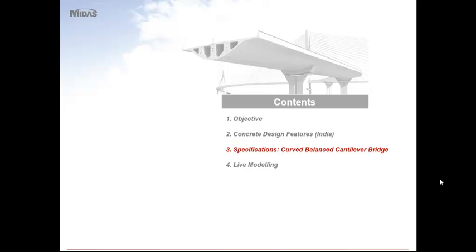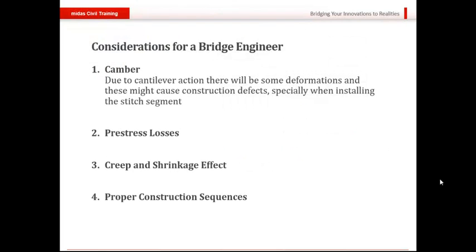Now coming to today's project. So when we talk about a balanced cantilever bridge, the things that an engineer needs to consider are camber, because during the construction there will be deformations, and at the end when you are joining the finally balanced segments of the bridges, there would be certain deformations which may cause defects. So the camber needs to be considered by the engineer. Then obviously the pre-stress loss, creep and shrinkage, as well as the construction sequences, to know which segments are cast and when is the final key segment cast. These things need to be properly considered.